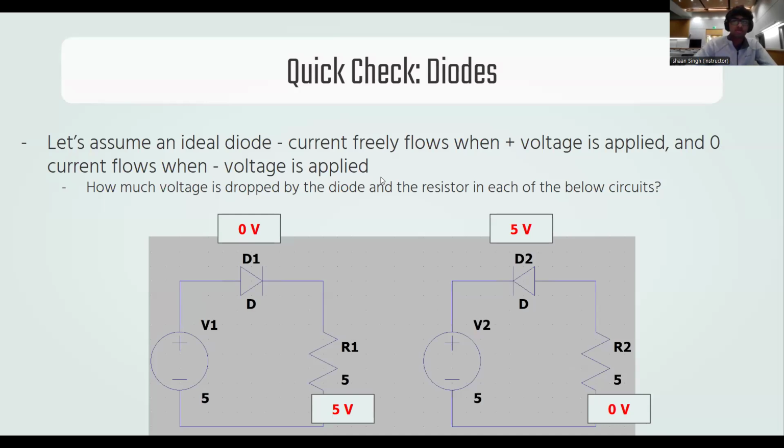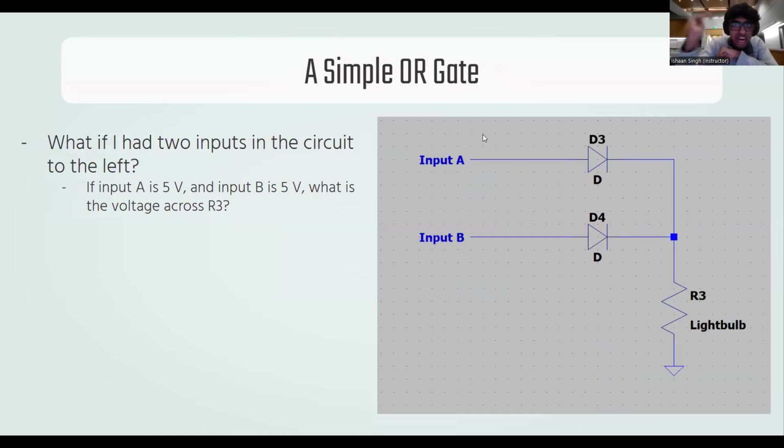Now here is probably the most ubiquitous application of diodes. The reality is OR gates in practice are made with transistors. It's a simple, I think, dual MOSFET circuit, but we'll talk about that later. A simple OR gate can be constructed with this. So we're going to go into the binary realm now. Inputs A and B can only be 5 volts or 0 volts. There's no in between. They're only high, like a binary 1, 5 volts, or low, a binary 0, 0 volts. Okay? So if A is 5 volts and B is 5 volts, what is the voltage across R3?